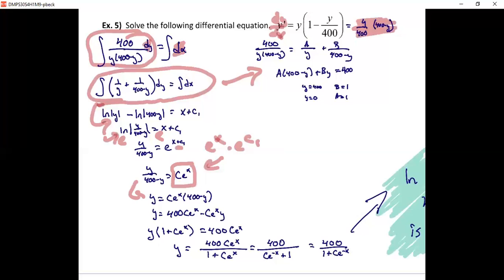Multiply both sides by the 400 minus y, and then distribute, and then bring the y's to the same side and factor it out, and then solve for y. If you notice, this turns into what's known as our logistic form, where 400 is the maximum capacity. So something to keep in mind for the future. 400 is the maximum capacity. And then the rate is involved in that exponent right there. But we'll get into that more as we get into our chapter 5 problems.